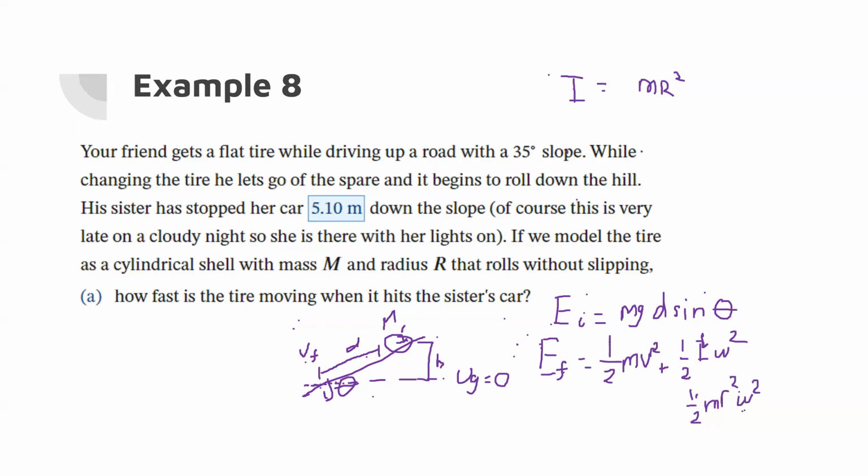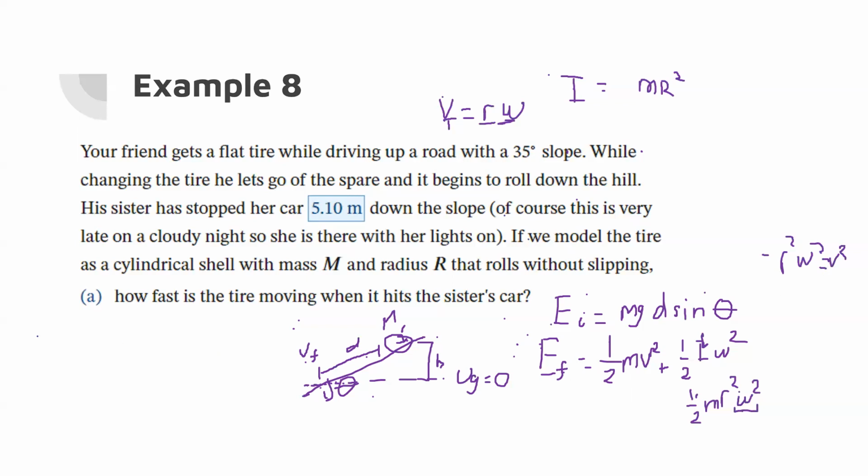Now I kind of have a problem here because I don't know what omega is. I don't know what the final angular velocity is, but I do know from my kinematics that v is just equal to r times omega. My radius times the angular velocity, my tangential speed, is equal to r times omega. And doing that, I can rewrite r squared omega squared as another v squared.